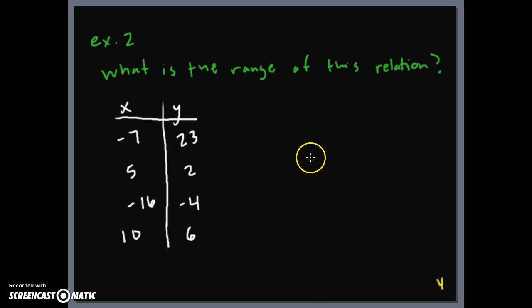So here we have example number 2, and we're talking about the range. What is the range of this relation? In the previous example, we were given coordinate points. Now we're given a table, but nothing has changed, right?